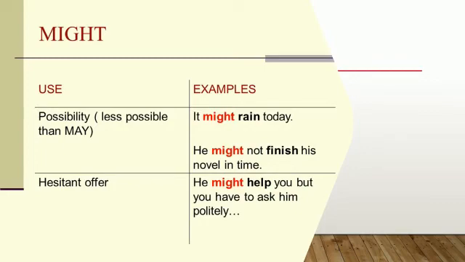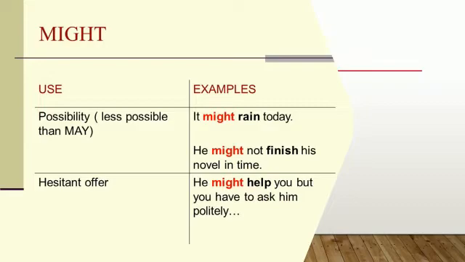Now let's look at what might is all about. Might means possibility, less possible than may, or it is a hesitant offer. Hesitant means double-minded, or you're still thinking whether to say yes or no. Okay, so let's look at examples for might.